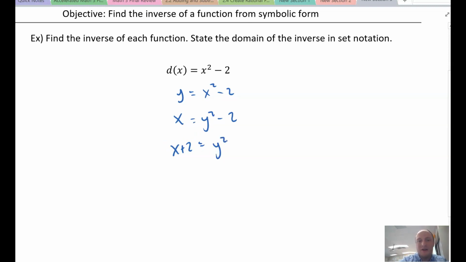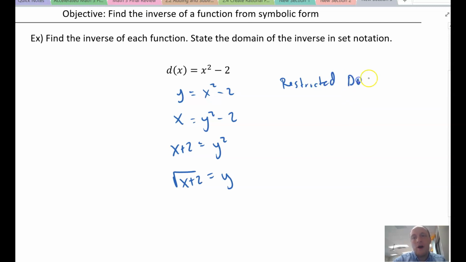I want to isolate y, so I'm going to take the square root of both sides. The square root of x plus 2 is equal to y. All right, so there is my inverse function. I need to make it a function, but first I need to find my restricted domain.